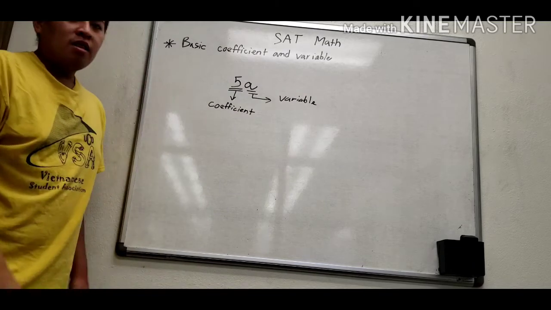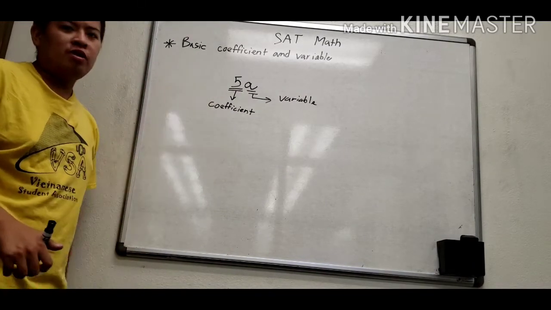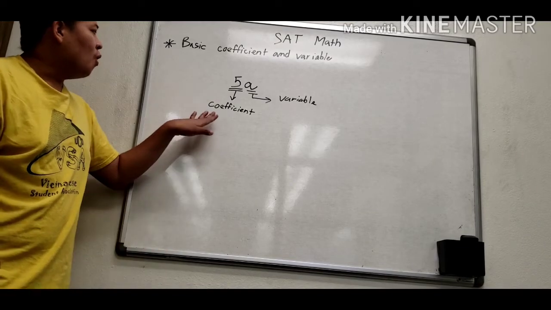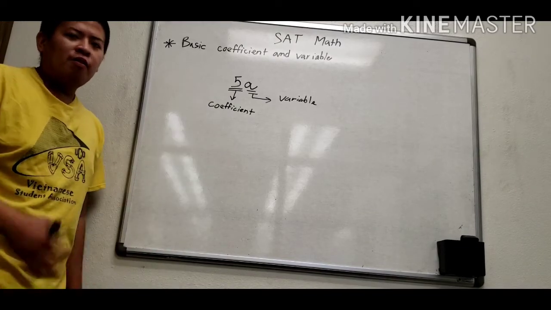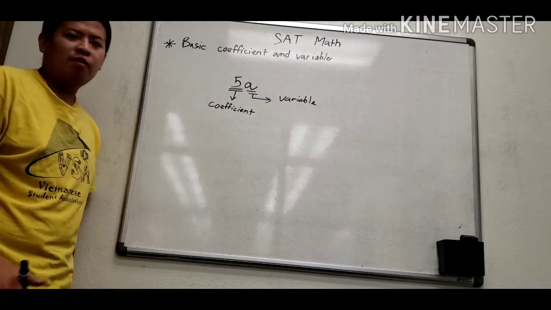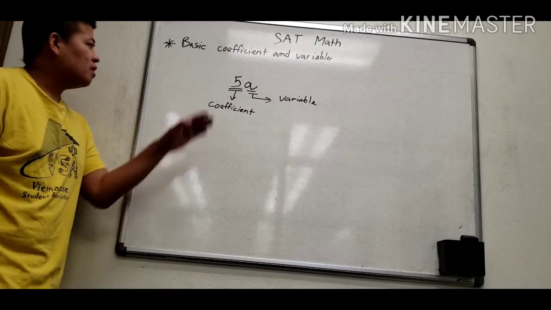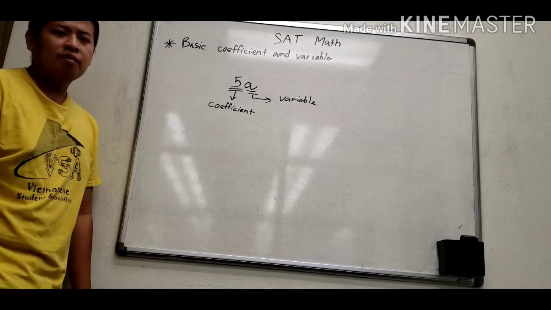A variable means that if you input a number, the whole value will change too. A coefficient is a fixed number, you cannot change anything. It is the same number 5. Even if you try to input another number, it is still the number 5.